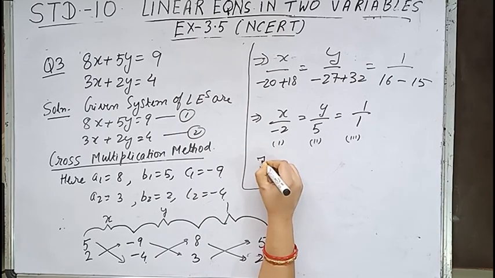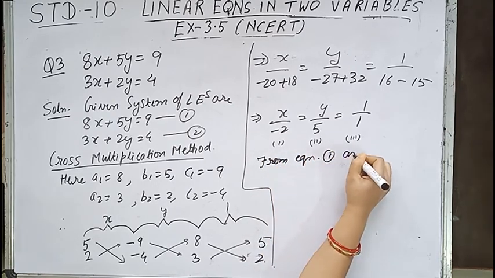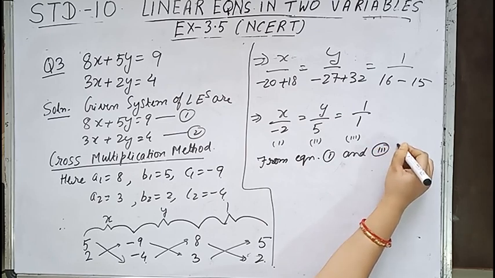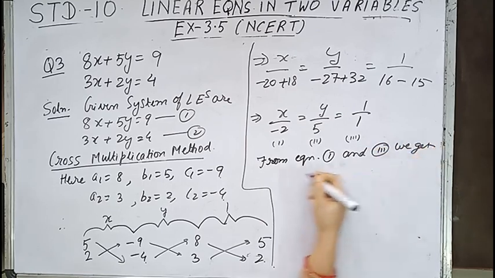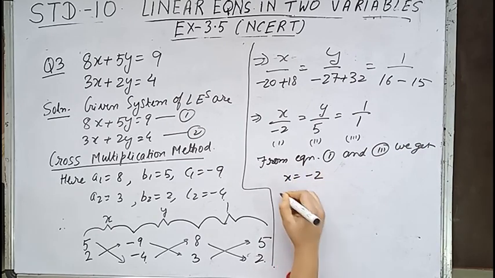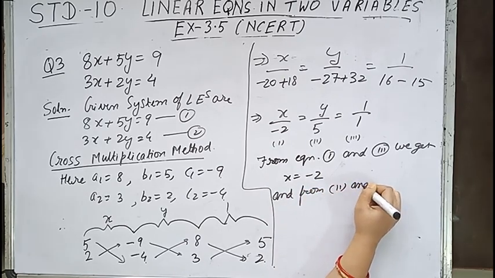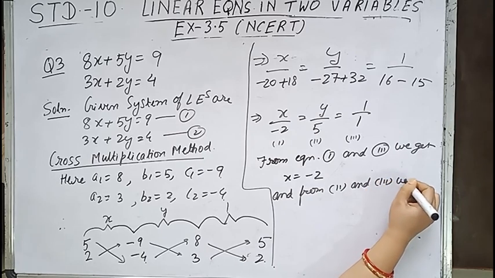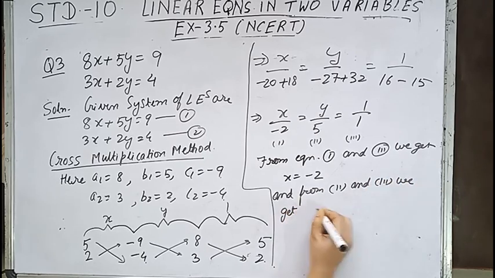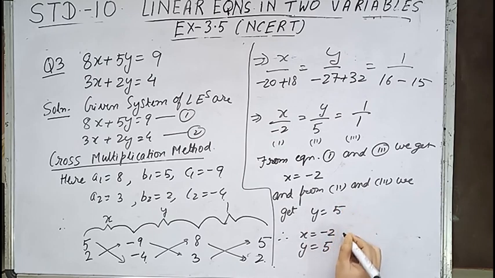Now from equation 1 and 3 we get x equals minus 2, and from 2 and 3 we get y equals 5. Therefore, x equals minus 2, y equals 5. Answer.